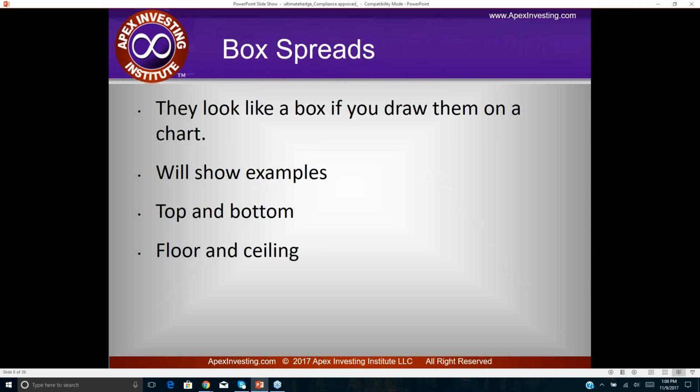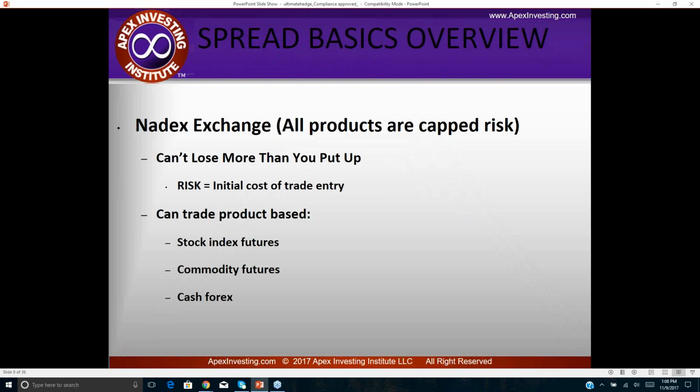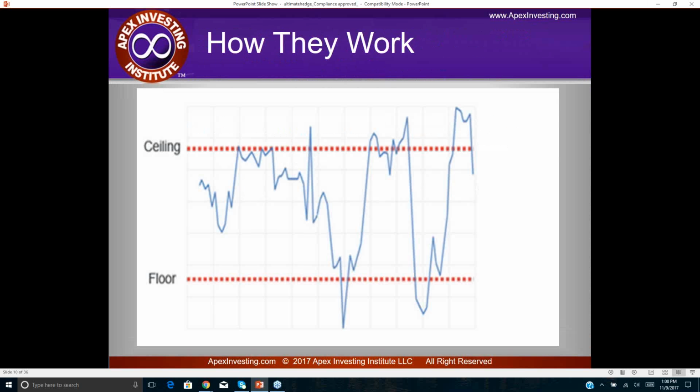I sometimes call them box spreads because if you draw them on a chart, they look like a box, all right? They have a top and a bottom, or what we call a floor and a ceiling. Let's do a quick example. On the Nadex exchange, all products are capped risk. You can't lose more money than you put up to get in the trade. Your risk is the initial cost to enter the trade, and you can trade stock index futures, commodity futures, and cash forex.